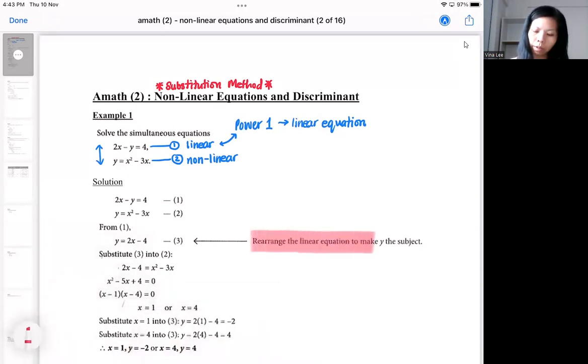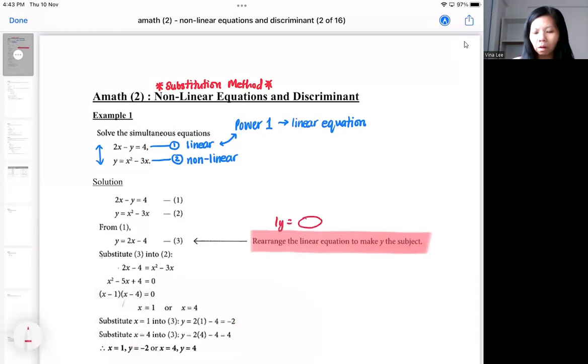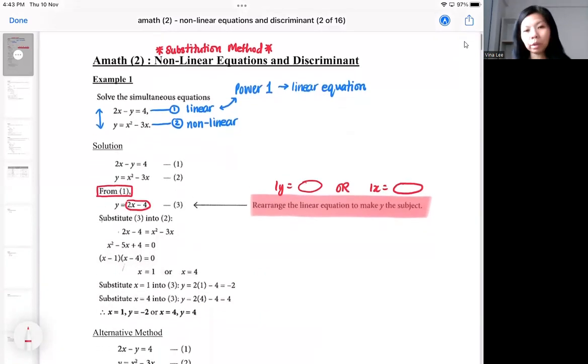You've got to rearrange the linear to make y the subject. You can choose to make x the subject, it doesn't matter. As long as you choose, you have a subject. Your subject can be y, or your subject can be x. That is a similar idea to when you were doing simultaneous equations in Sec 2. So from the linear equation, I'm going to make y the subject. So I get a brand new equation. That's why we label it as equation 3.